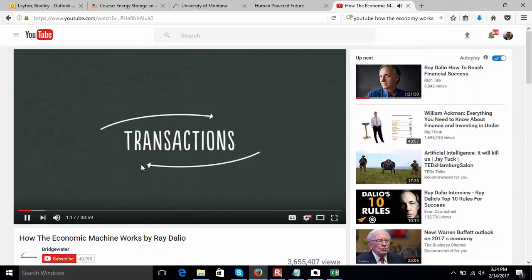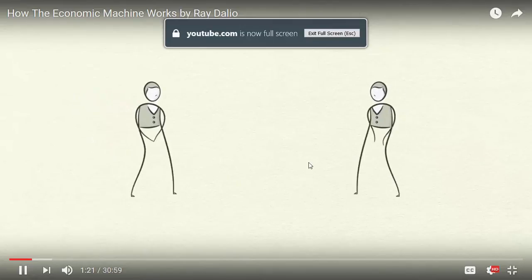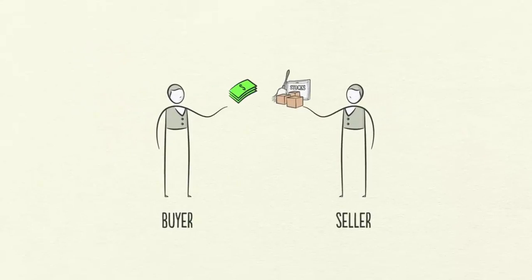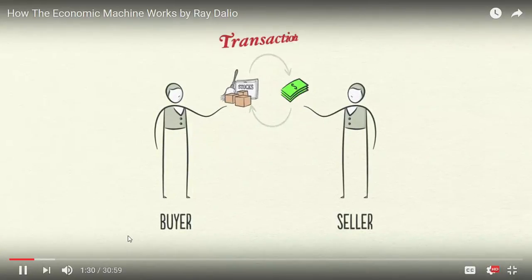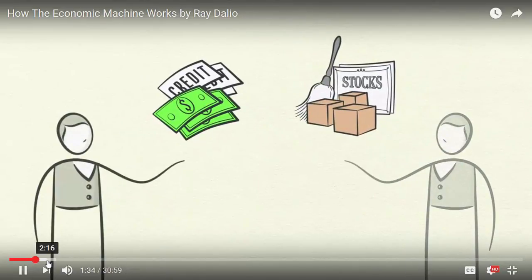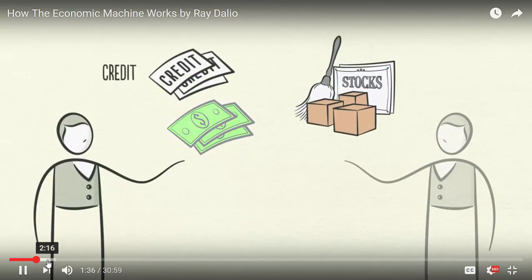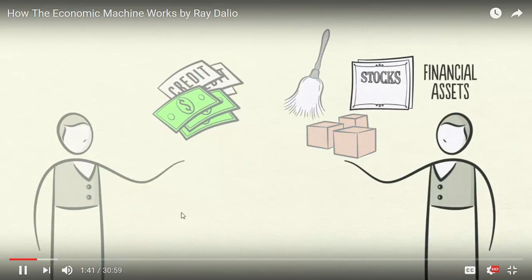An economy is simply the sum of the transactions that make it up. And a transaction is a very simple thing. You make transactions all the time. Every time you buy something, you create a transaction. Each transaction consists of a buyer exchanging money or credit with a seller for goods, services, or financial assets.